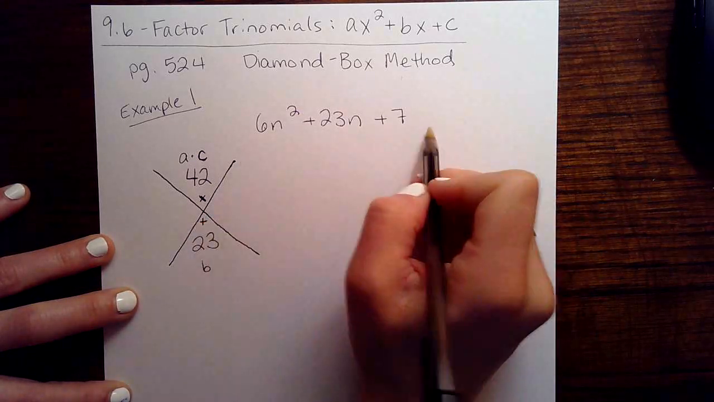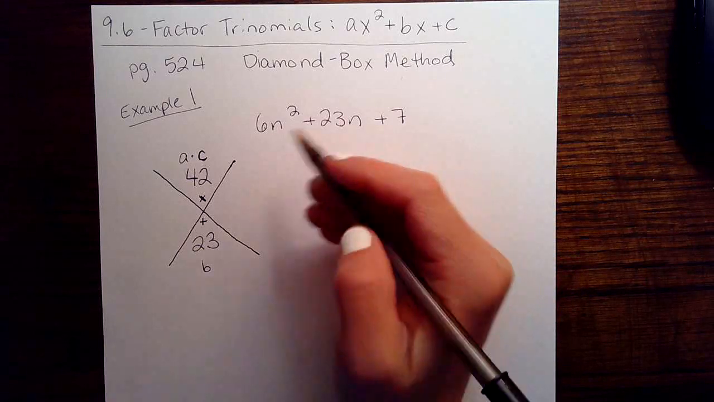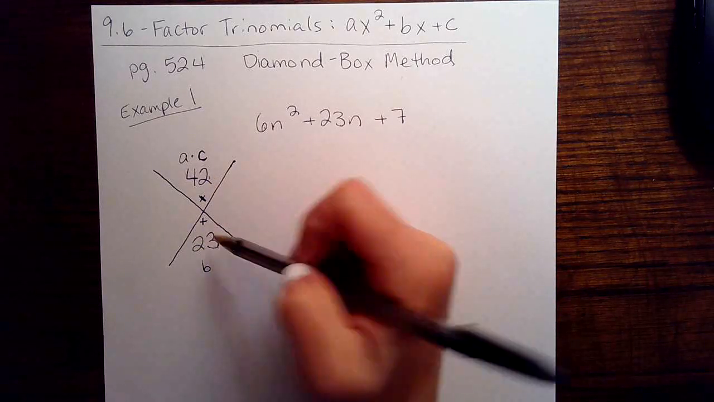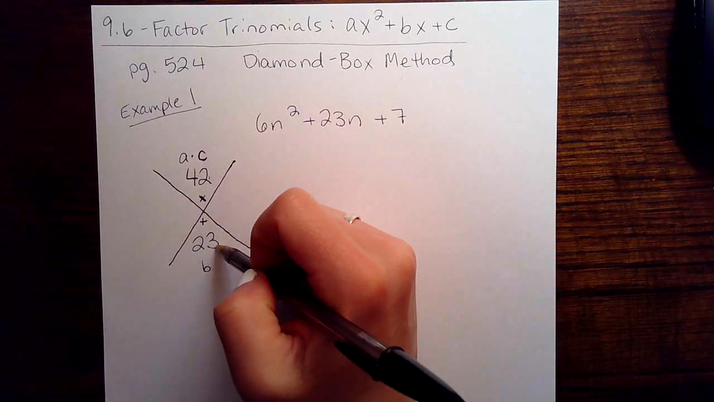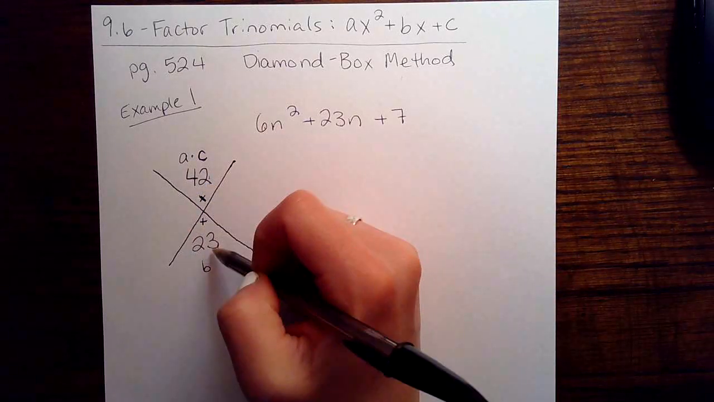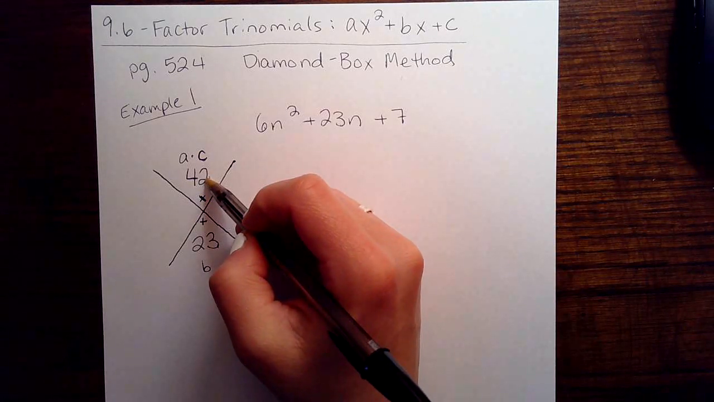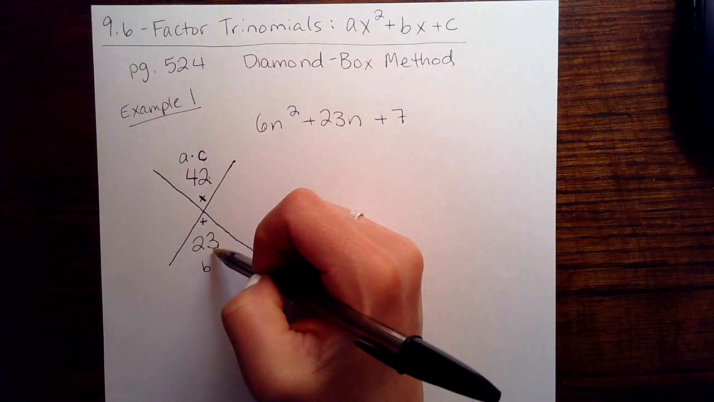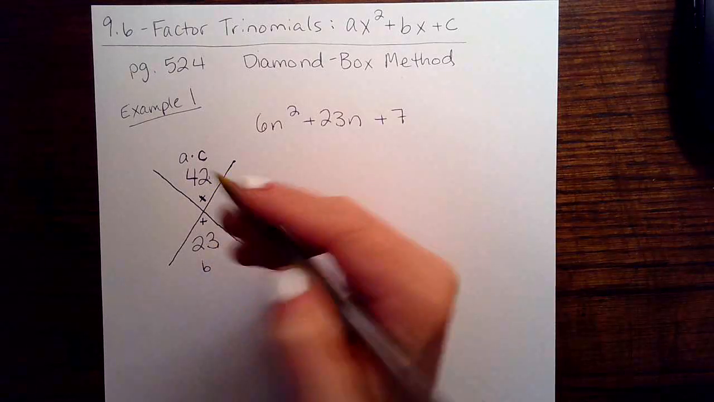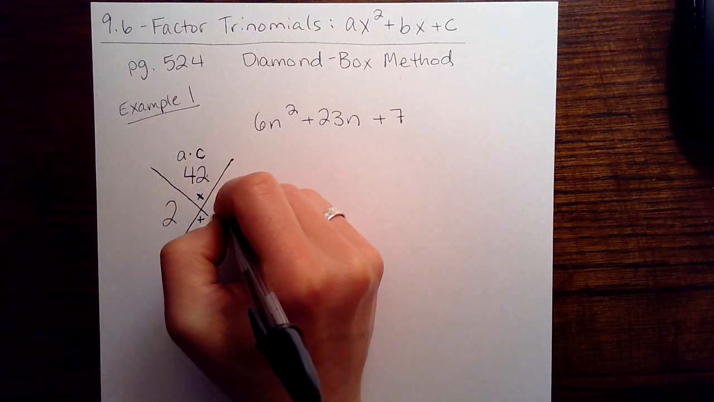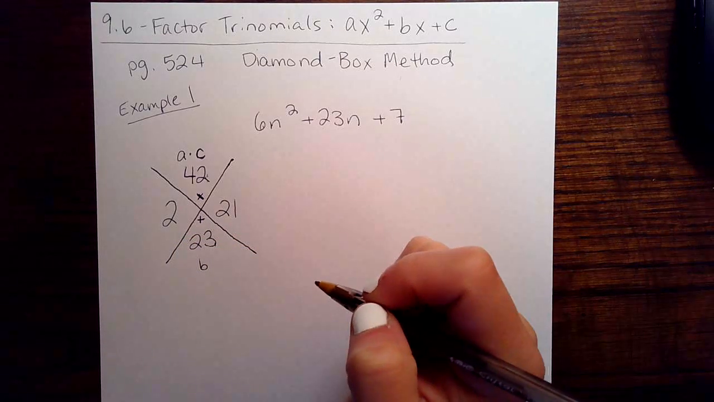And the nice thing in our first example, we have all positive numbers, so we're looking for pairs of positive factors whose product is 42 and whose sum is 23. Let's start listing. I have 1 and 42. That pair of factors adds up to 43, so that's not the case. 2 and 21. 2 plus 21 is 23. And so 2 and 21 will be the sides of our diamond.